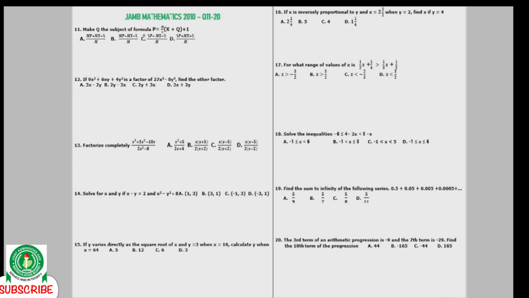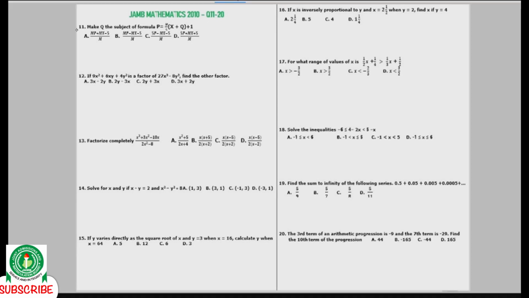Welcome back. Today we are going to be considering JAMB Mathematics 2010 questions 11 to 20. Question number 11 says, make Q the subject of the formula, given that P is equal to M over 5 open bracket X plus Q close bracket plus 1.